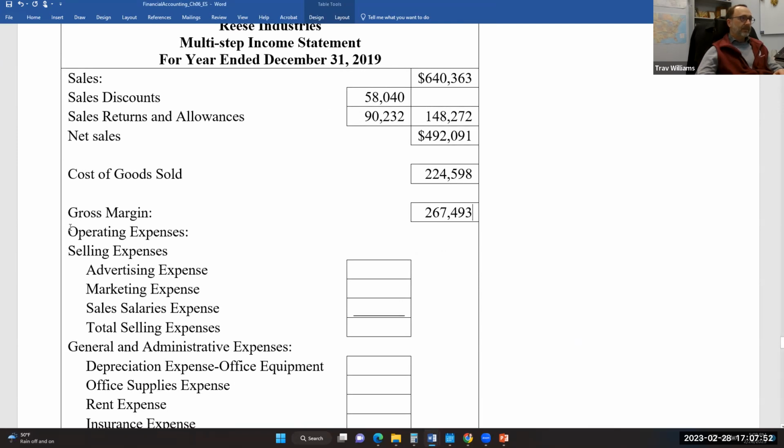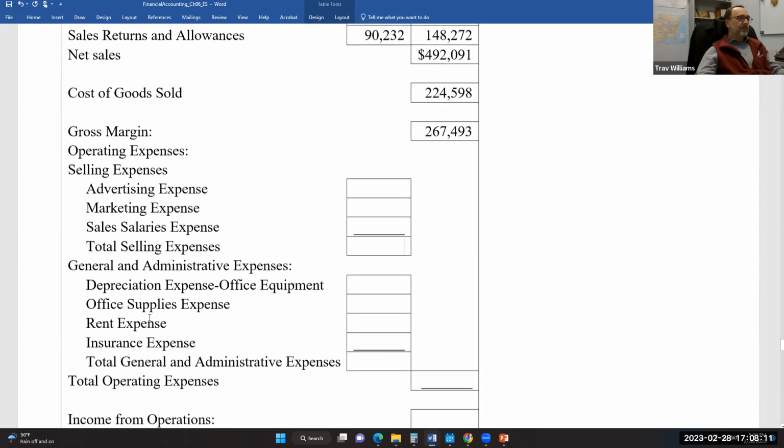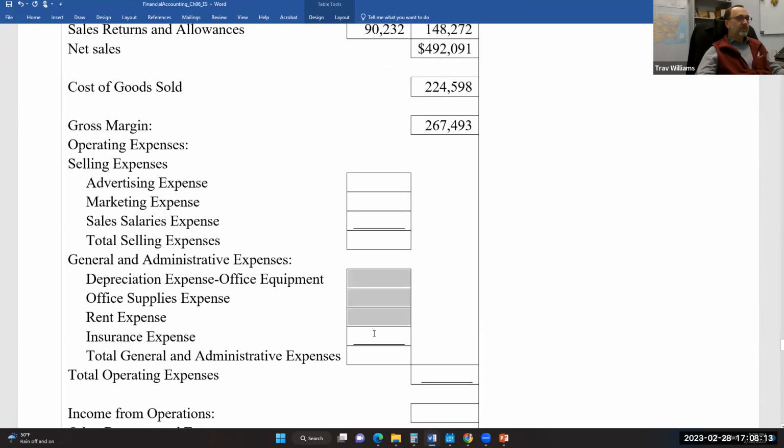Okay, then the next section here is operating expenses, and that's broken down into selling expenses. So all these have to do with selling, and we're going to subtotal those. This time we're subtotaling in the same column. So again, the format differs sometimes. Then we have general and administrative expenses, and we'll subtotal those. Then we're going to take our total selling and total general and administrative expenses and add them together to get our total operating expenses. Okay. Let me know if you have any questions at any point.